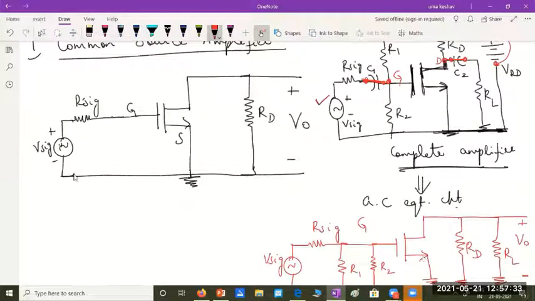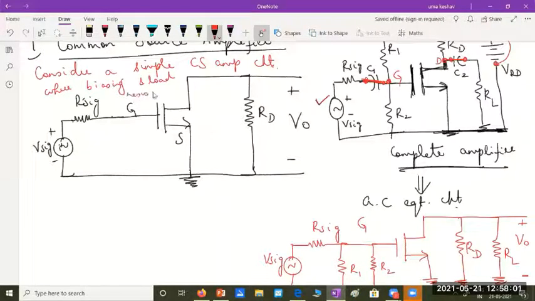Okay. So you just say, consider a simple common source amplifier circuit where biasing and load resistors are absent. So they are not there. We'll consider such a simple circuit as shown. This is the circuit which we have considered.